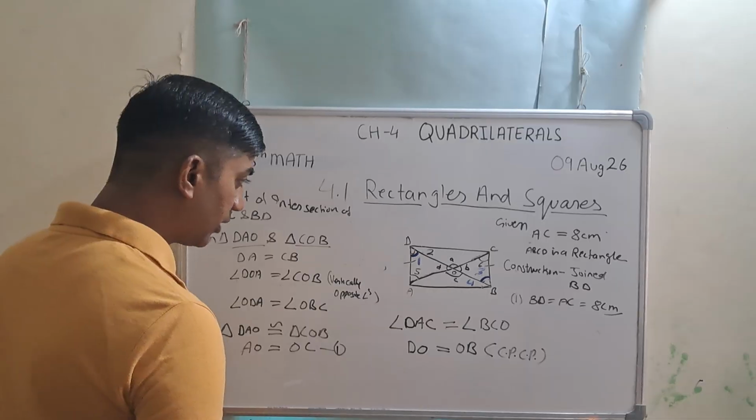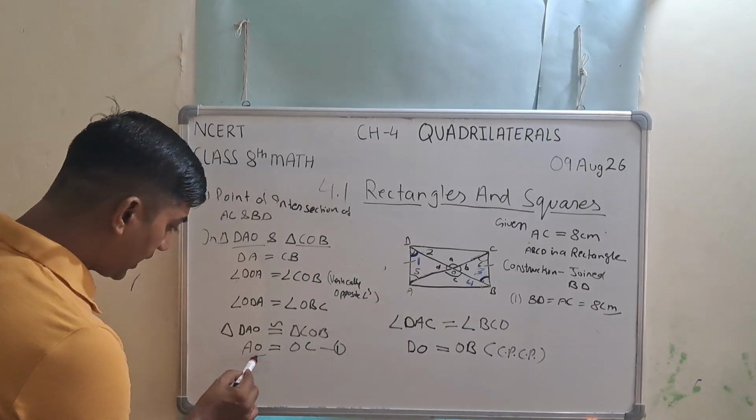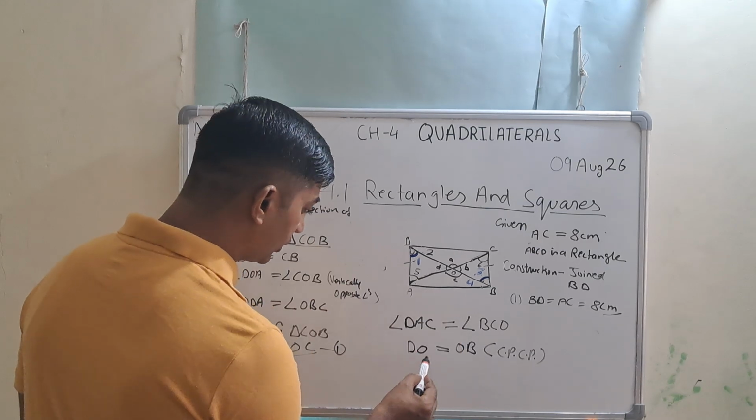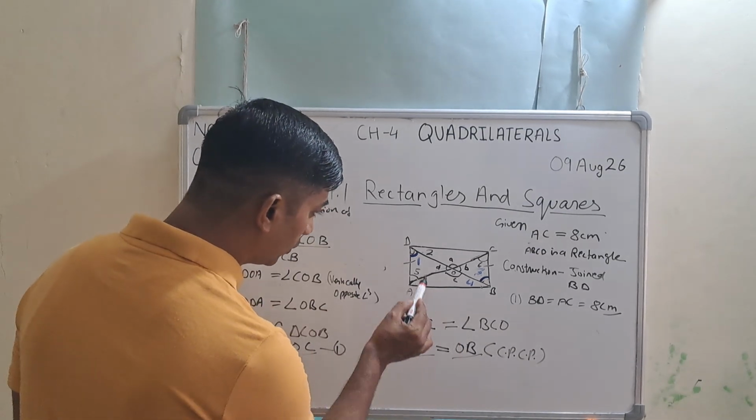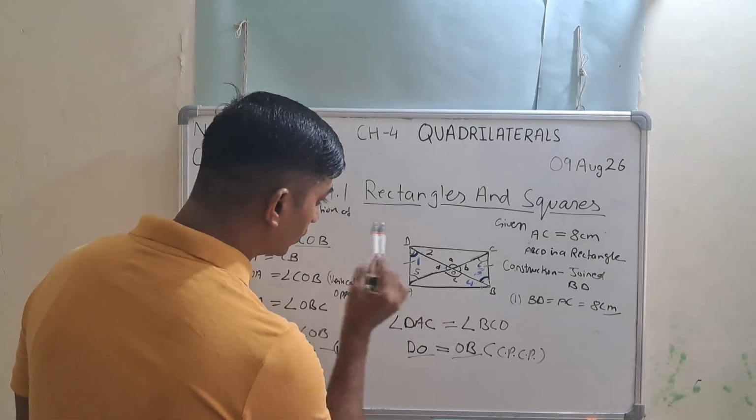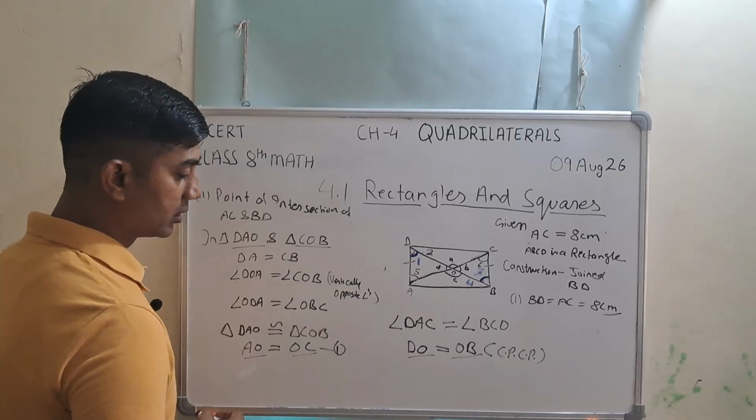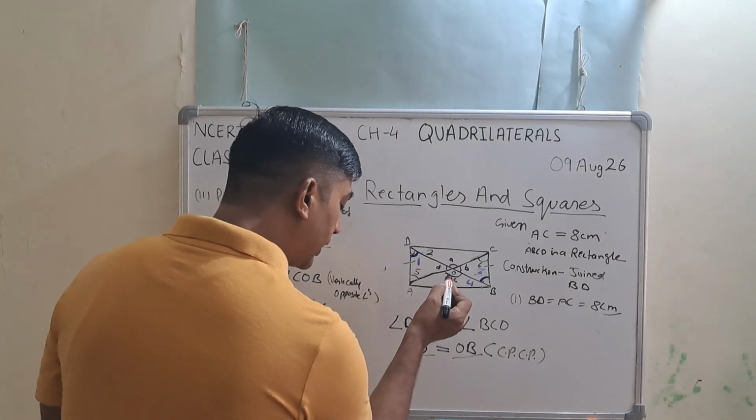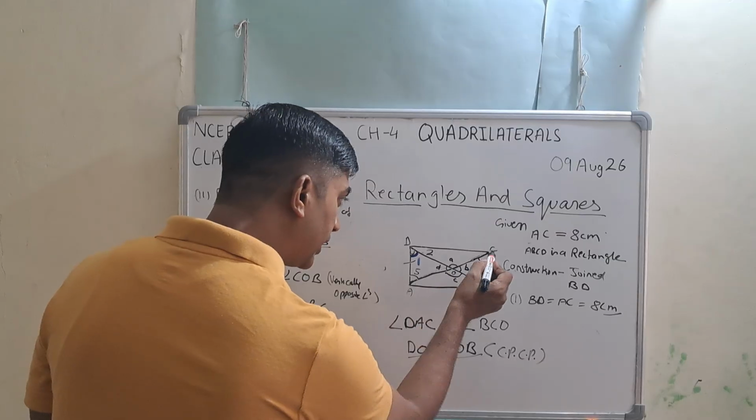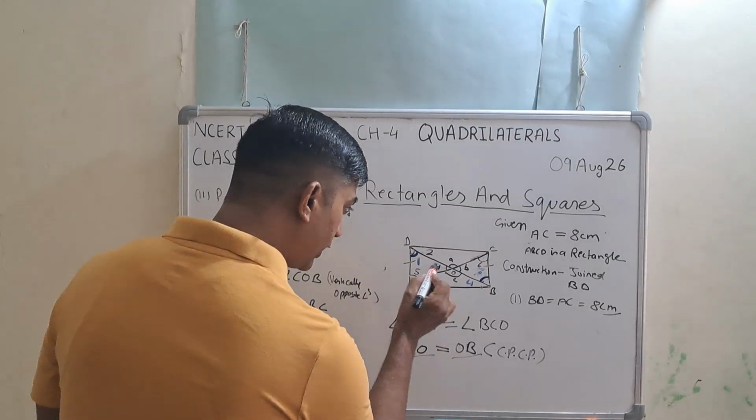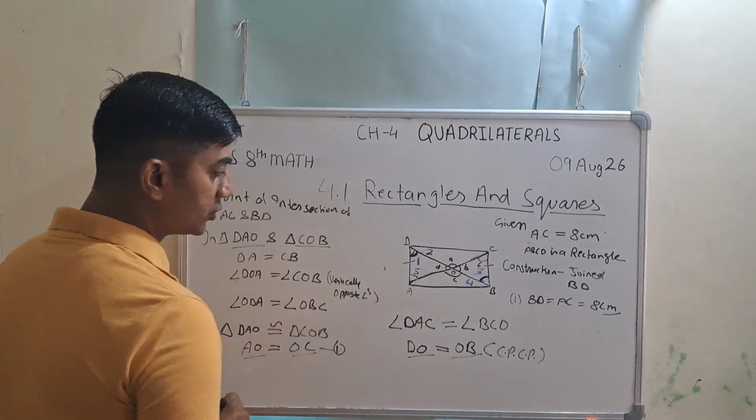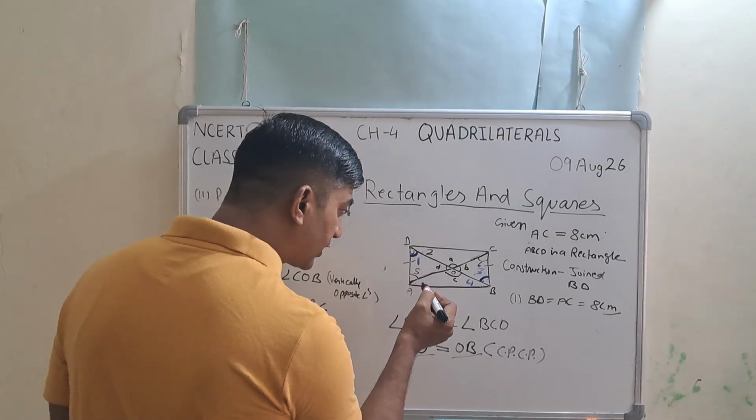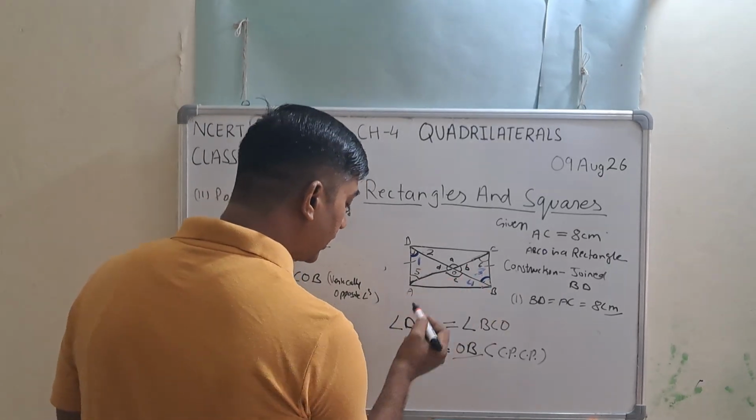Now you see that AO is equal to OC, and DO is equal to OB. So what conclusion do we draw? We conclude that O is the midpoint of AC and O is the midpoint of DB. So O is the point which is bisecting AC and BD.